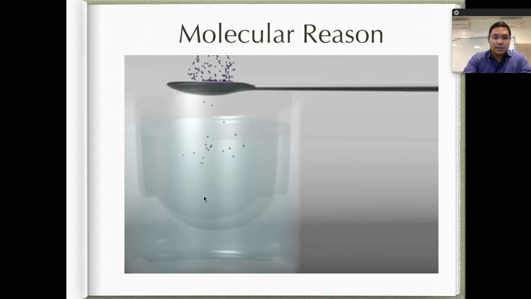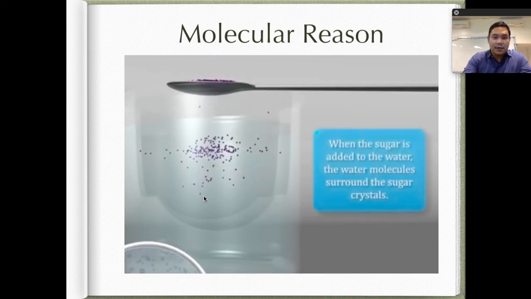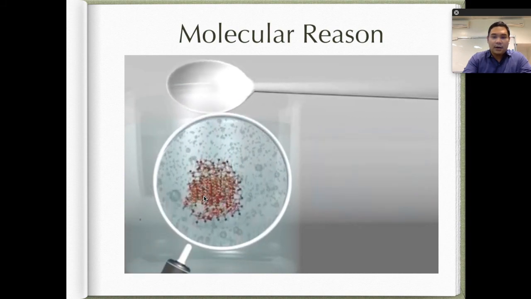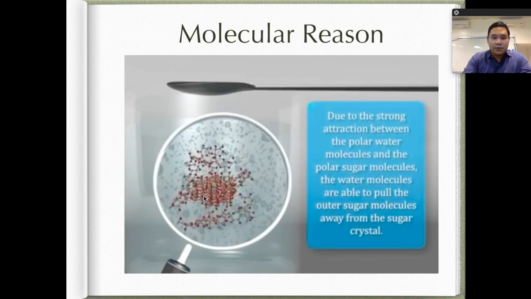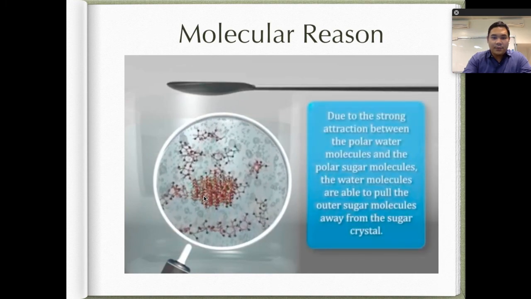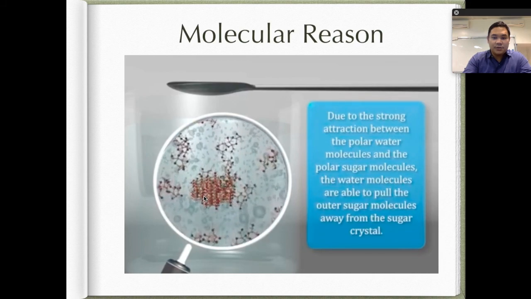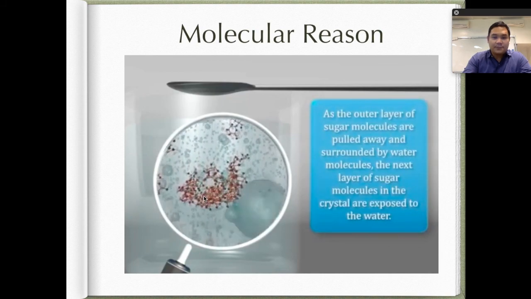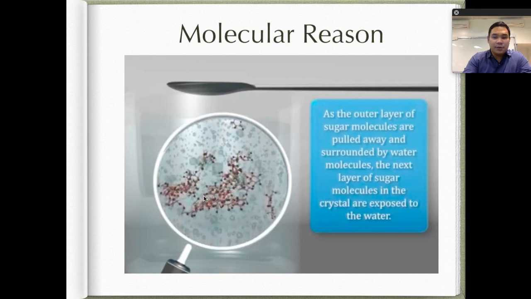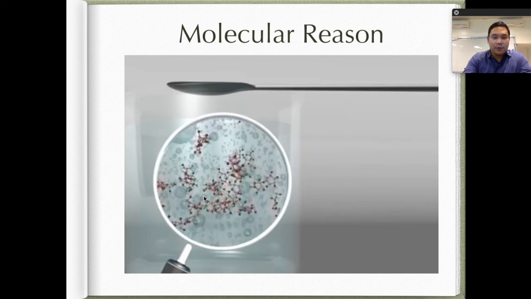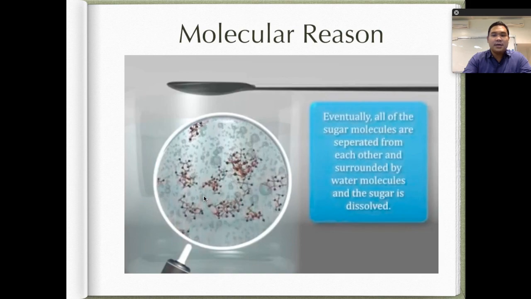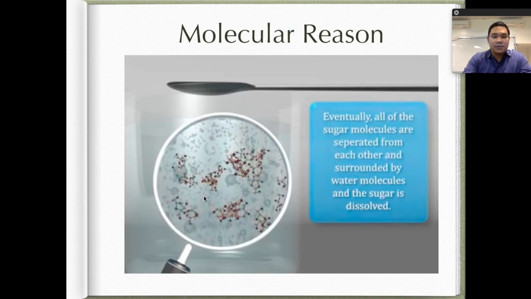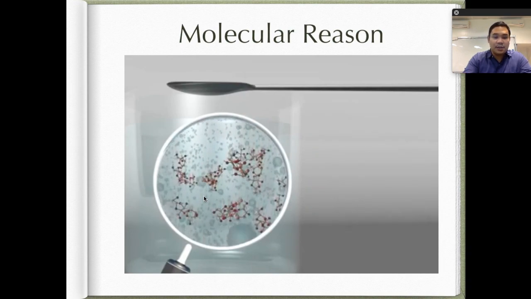Say, for example, this is the sugar particle, and then we put it in water. What happens here is, as the sugar is being added to the water, look at the molecules. The water molecules are able to pull the sugar molecules away from the crystal sugar. Layers of sugar molecules in the crystals are exposed to water, and all of the sugar molecules are separated from each other and surrounded by water molecules, and therefore we know that the sugar is being dissolved.